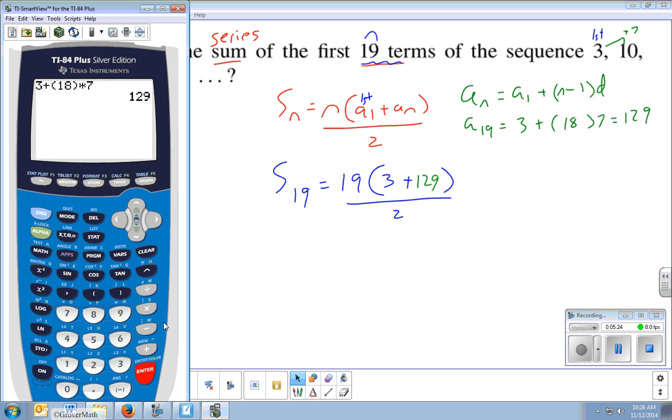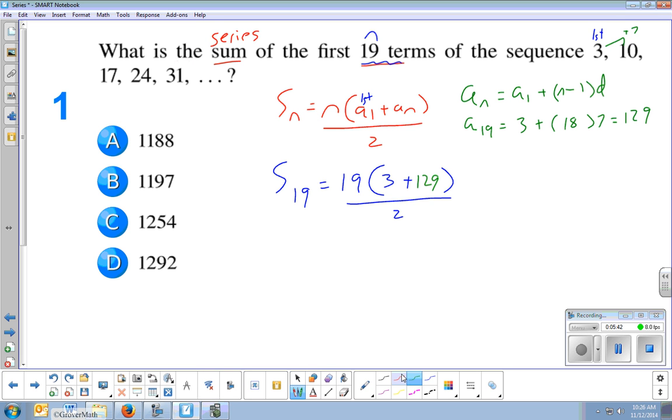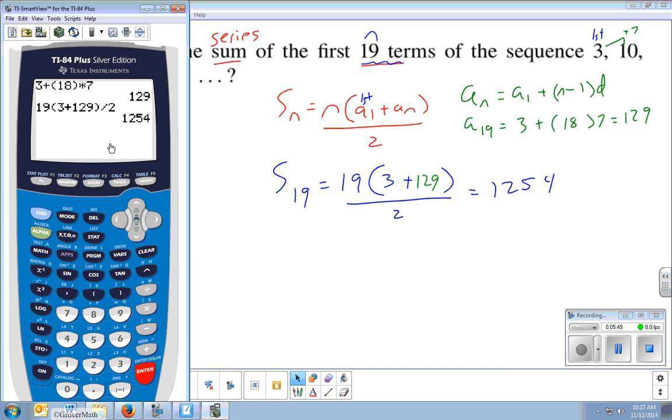And now again, I'll do this in my calculator. 19 times (3 plus 129), and I could add that together if I wanted to. So 19 times (3 plus 129) divided by 2 is 1254. Okay, and see how I type this whole thing in.